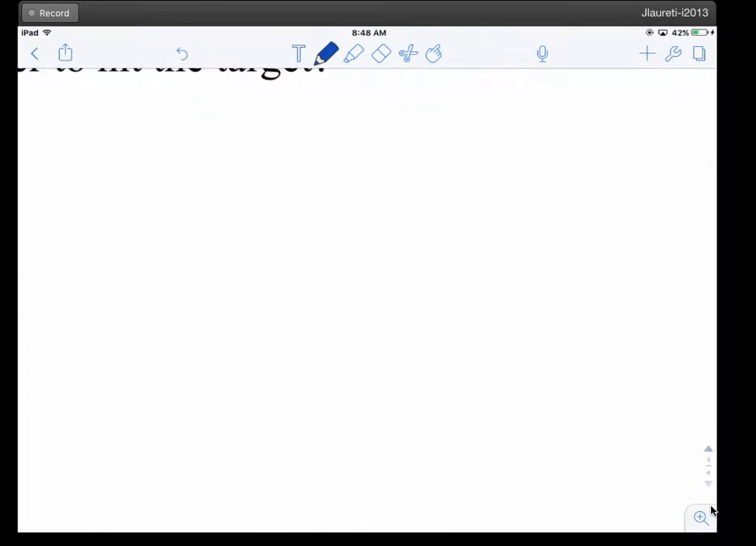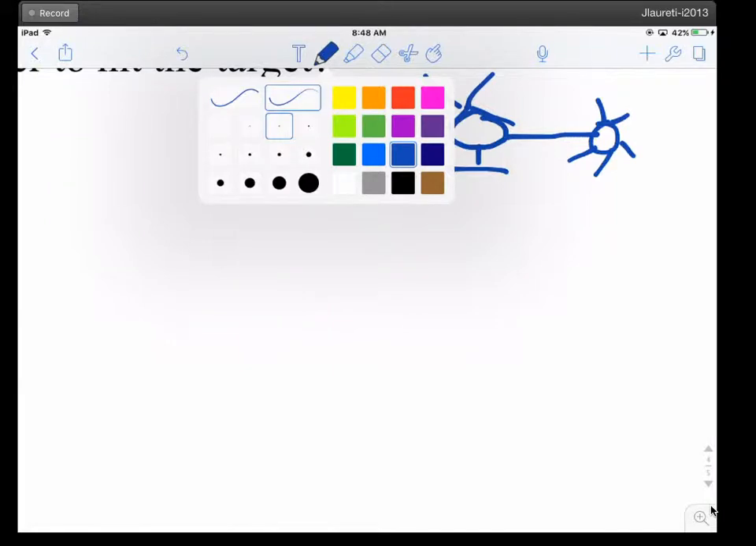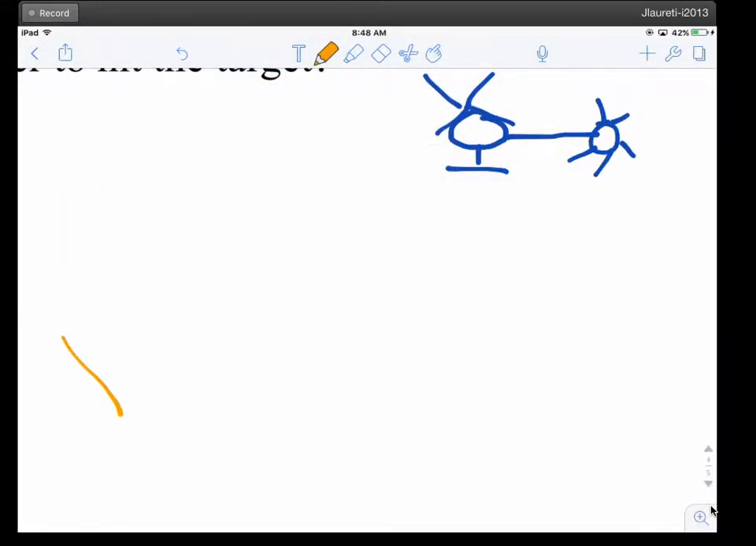Okay, so I got my helicopter, right? Then you've got fire going on down here. That looks like fire, right? You guys would be scared if you saw that.